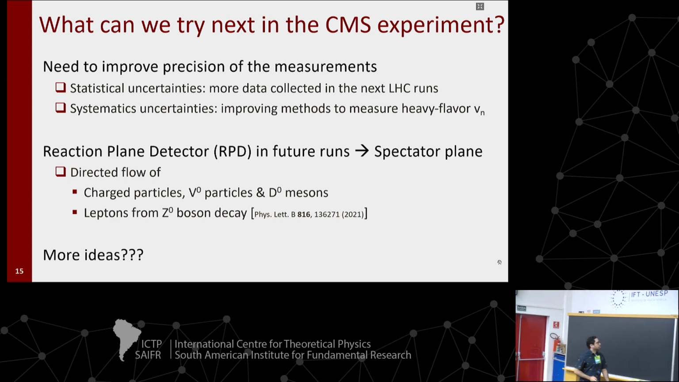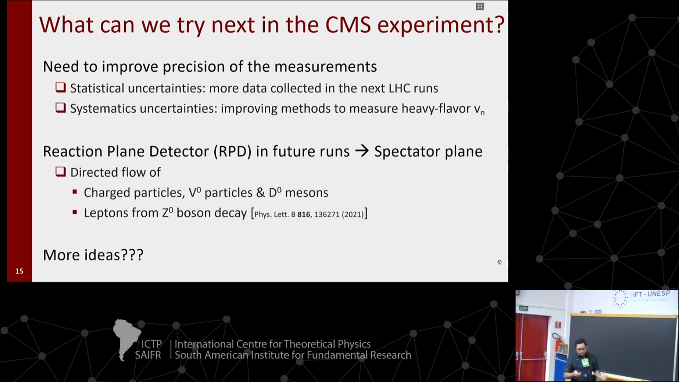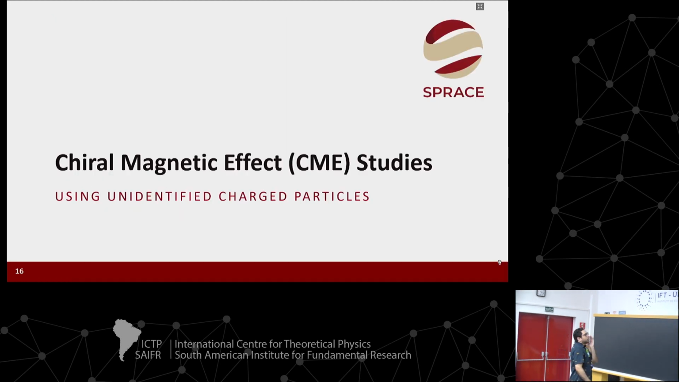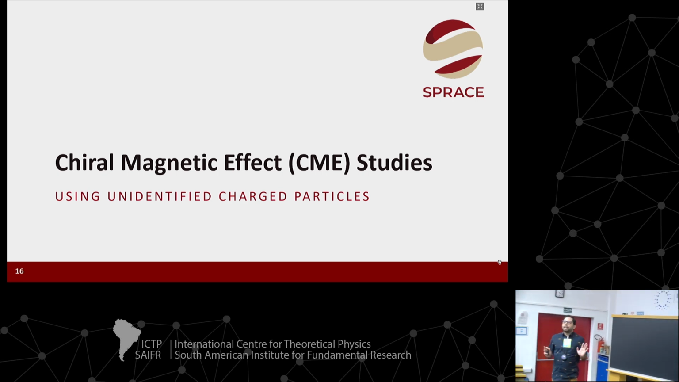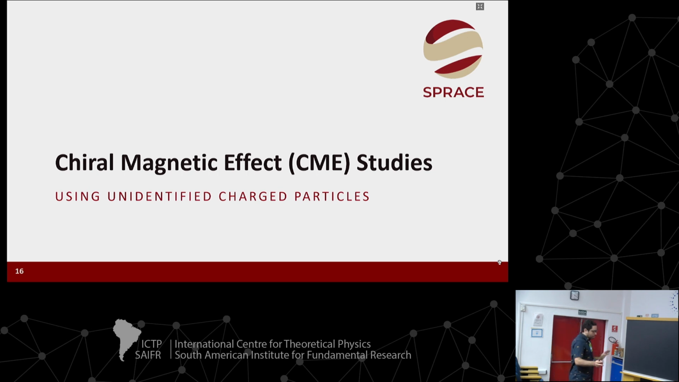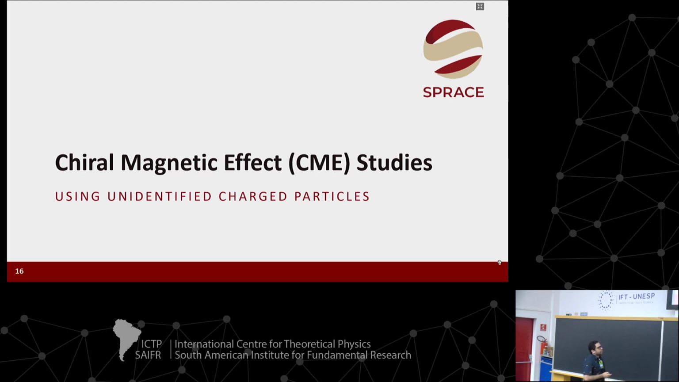So sure, if people can talk to me after, we can discuss, or in the questions, other ideas that we can try in CMS or in any other experiment at the LHC. So let's go to the chiral effect studies that we use. Here, I'm not talking about the zeros, but the studies are based on unidentified particles, so mostly charged pions, depending on the momentum, but we don't identify them. So it would be pions, kaons, and protons together, mostly.